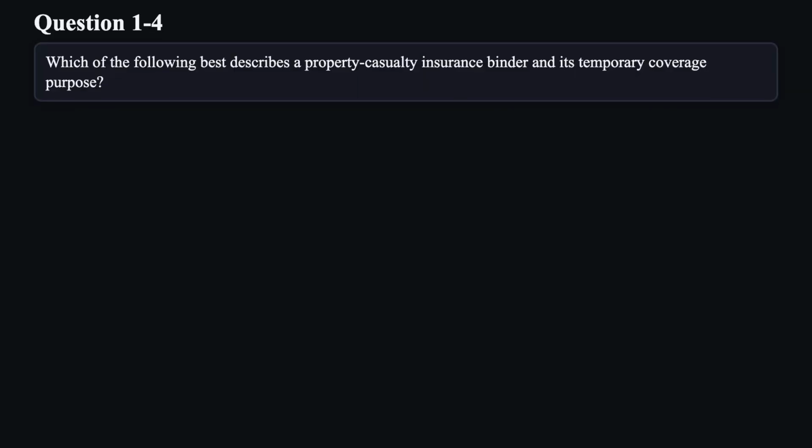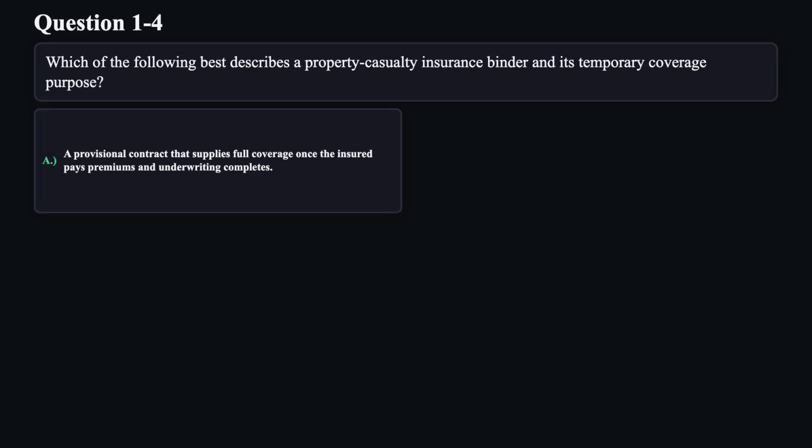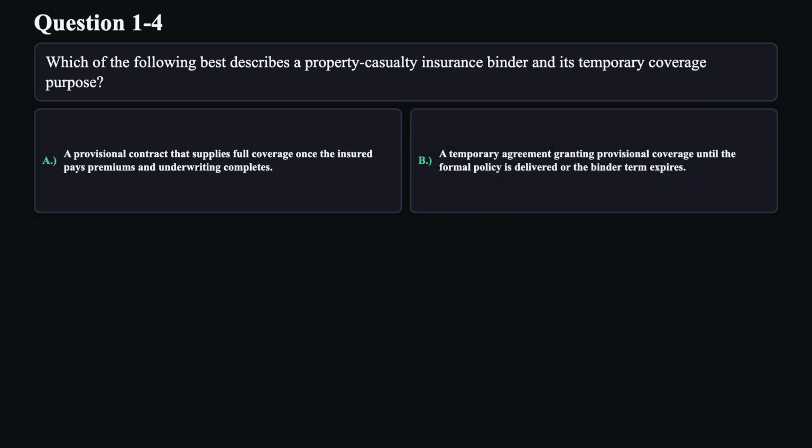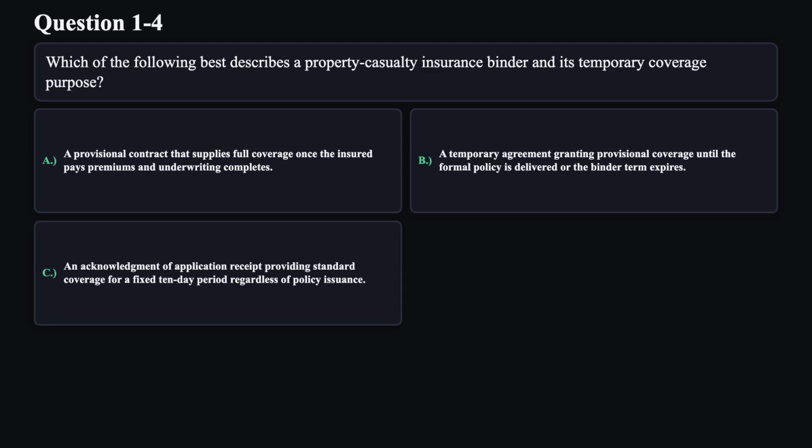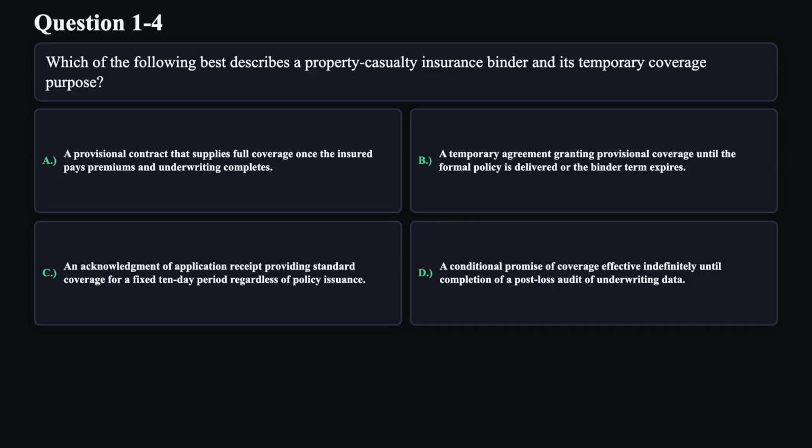Question 4. Which of the following best describes a property casualty insurance binder and its temporary coverage purpose? A, a provisional contract that supplies full coverage once the insured pays premiums and underwriting completes. B, a temporary agreement granting provisional coverage until the formal policy is delivered or the binder term expires. C, an acknowledgement of application receipt providing standard coverage for a fixed 10-day period, regardless of policy issuance. D, a conditional promise of coverage effective indefinitely until completion of a post-loss audit of underwriting data.